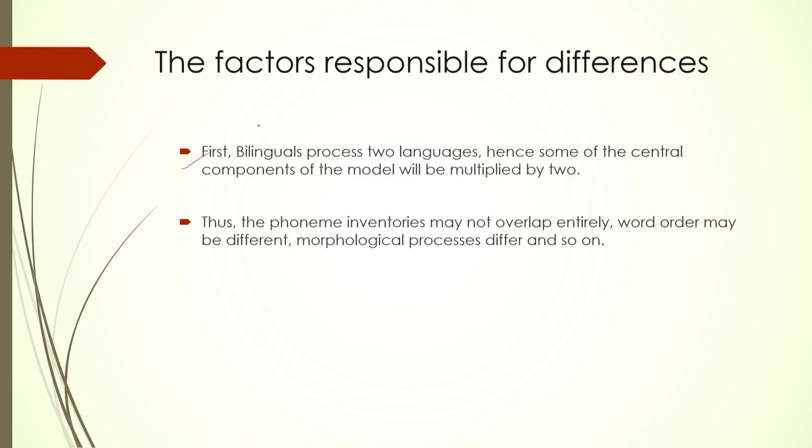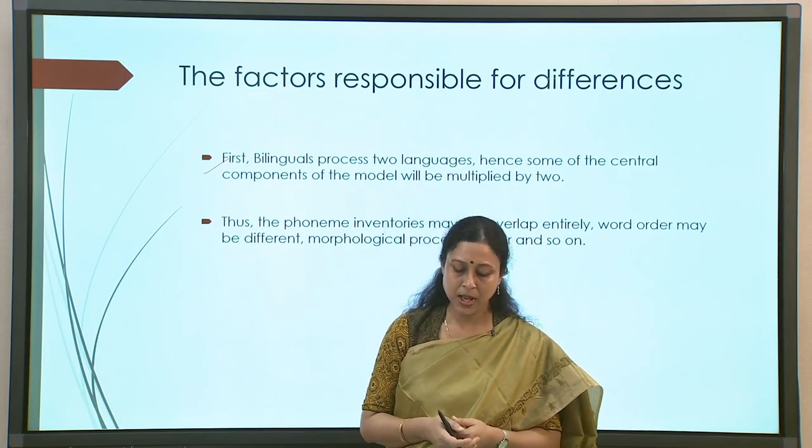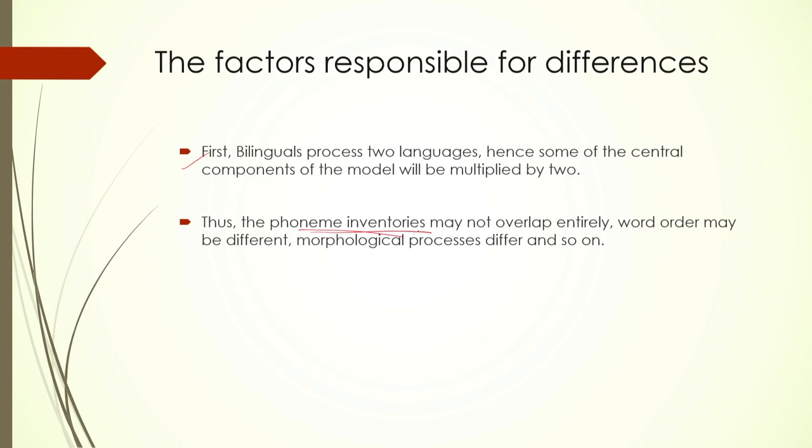First and foremost, of course, a bilingual has two languages at his disposal. So some of the central components of this model will change. In the case of one word, you will have two words. Whatever number of words get activated for a monolingual could be multiplied by two. So at many levels of this model, things will be doubled. For example, the phoneme inventories may not overlap entirely. What is a phoneme inventory? It is the number of phonemes in a particular language. Not all languages have the same number of phonemes. Language 1 may have 6 phonemes, language 2 might have 3, or maybe 9. Different languages have different kinds of phoneme inventories. So if there is no overlap, you already see there is a slight problem here. There is a different inventory that you need to take into account.